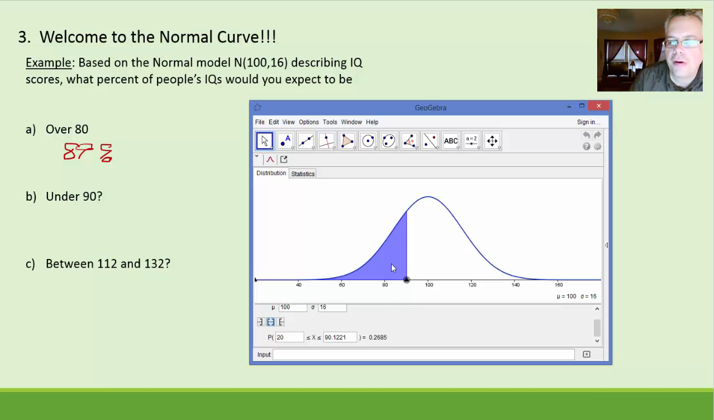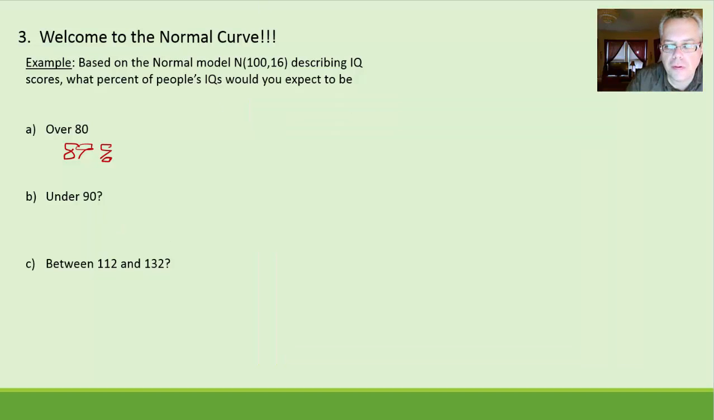So since the total area is 1, I just got to find this area. So the area is 0.2685, that means 26.85% of the data is less than 90. Okay, so let me record that again. So about 27% of IQs under 90.